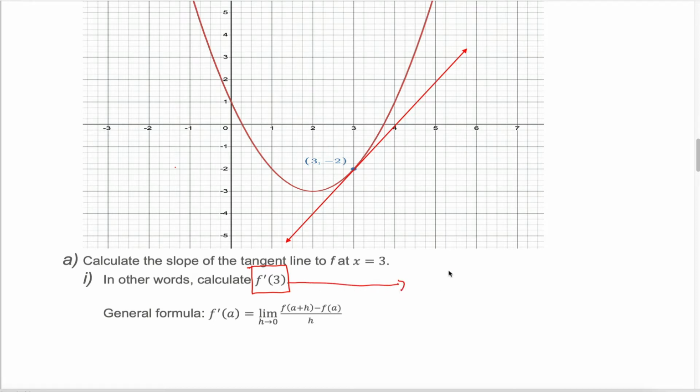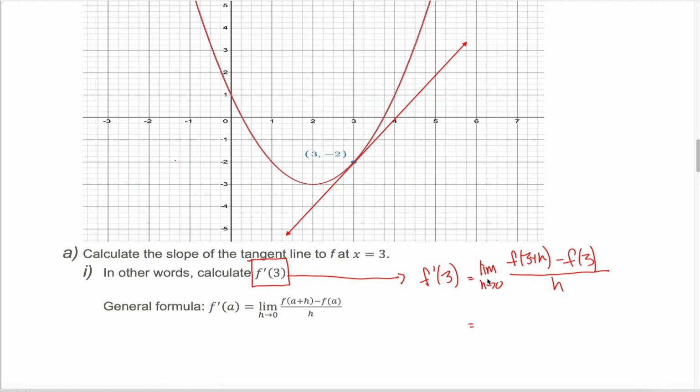Let's calculate f prime of 3. Just using this formula that's written down here, f prime of 3 would be equal to the limit as h approaches 0 of f of 3 plus h, because in this formula we have the letter a, but what we want to calculate is a 3 in that place, so I'm going to change all the a's into 3's, minus f of 3, divided by h. Before we worry about any limits, let's figure out what f of 3 plus h and f of 3 are equal to. Well, that's easy enough.